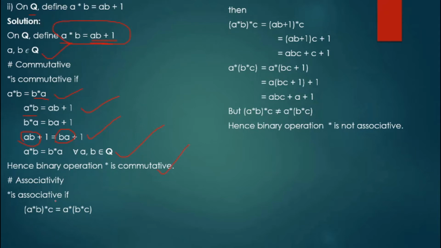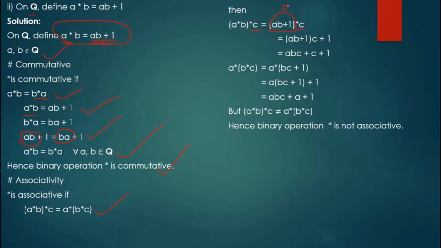Next, for associativity, when we check, we write the property (A star B) star C equal to A star (B star C). Keep in mind about the bracket. Then (A star B) star C equals, what is A star B? As defined in the question, AB plus 1. Don't get confused why I wrote AB plus 1 and then again added star C. After writing A star B, what is remaining? Star C. So I have written star C.